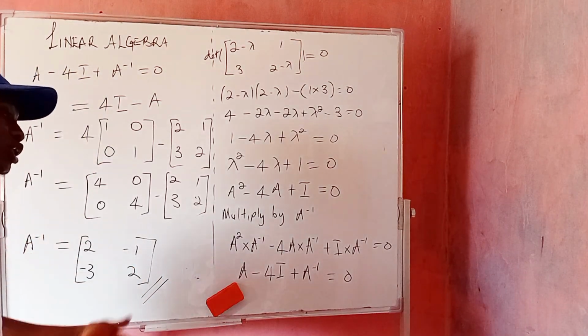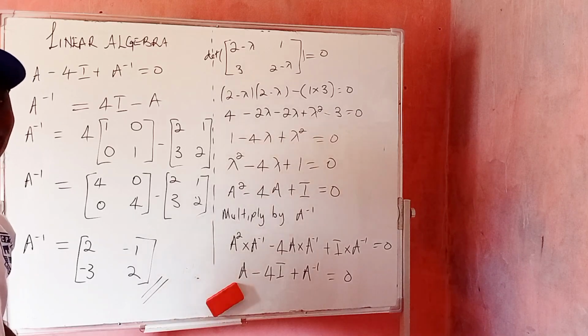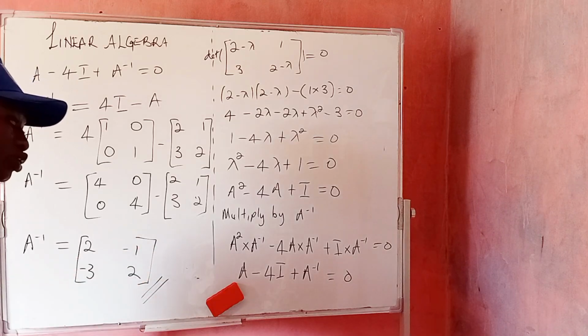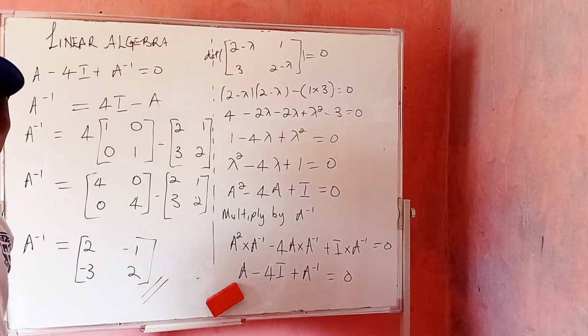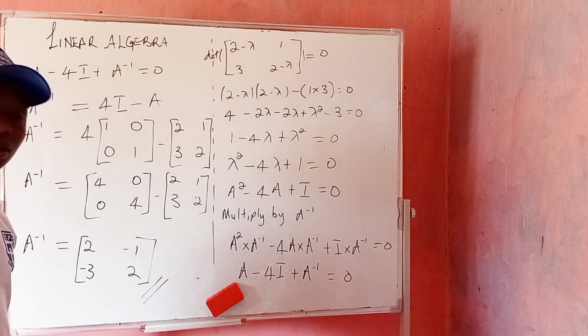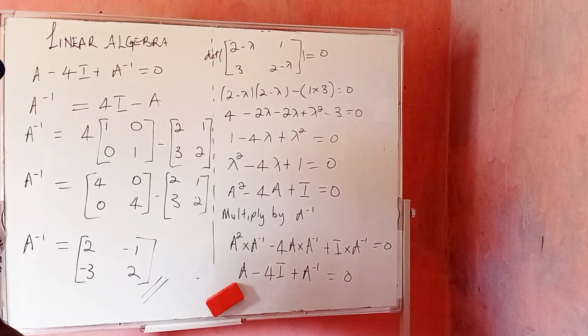So this is the inverse of A. This method is quite advanced for those who are in universities. You can adopt this method to find the inverse of a 2 by 2 matrix, 3 by 3, as the case may be.